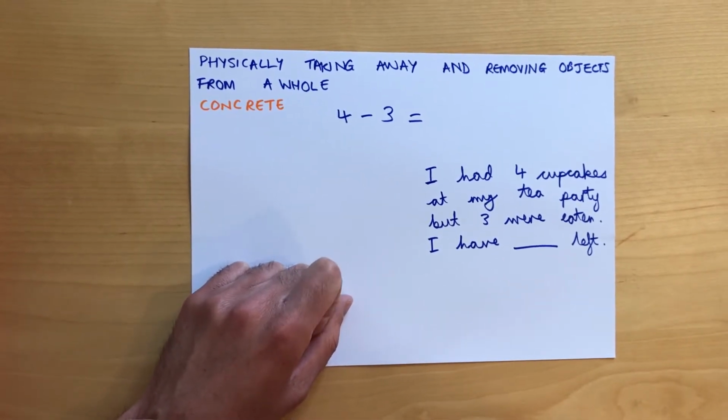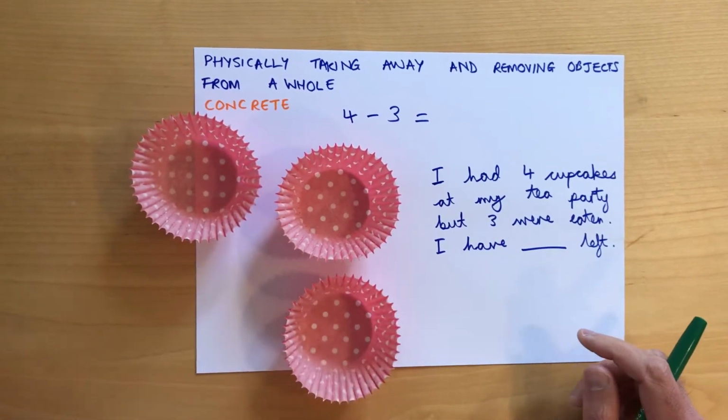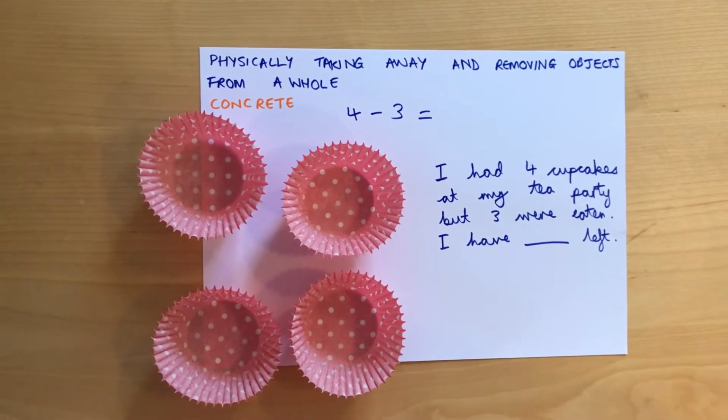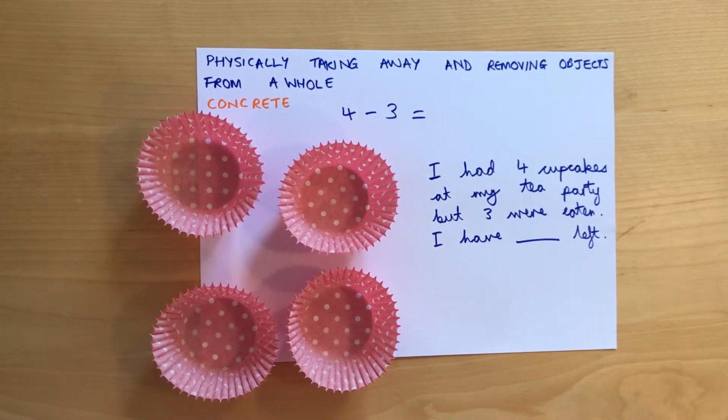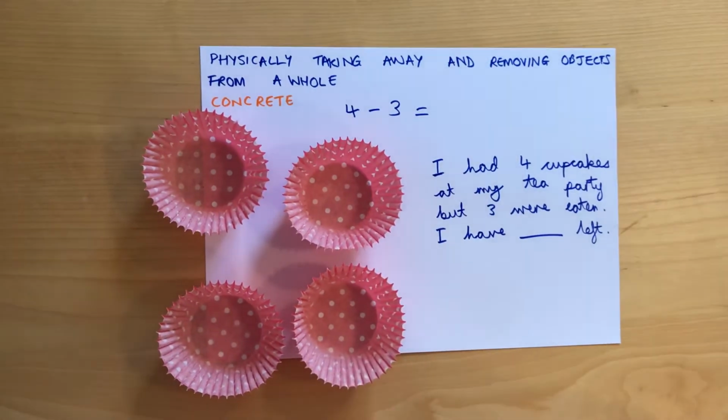To start, count out 4 objects. I've got cupcake cases because my story is about cupcakes. And put them together in a group. Double check you have the number you were meant to start with. 1, 2, 3, 4. So I'm correct so far.